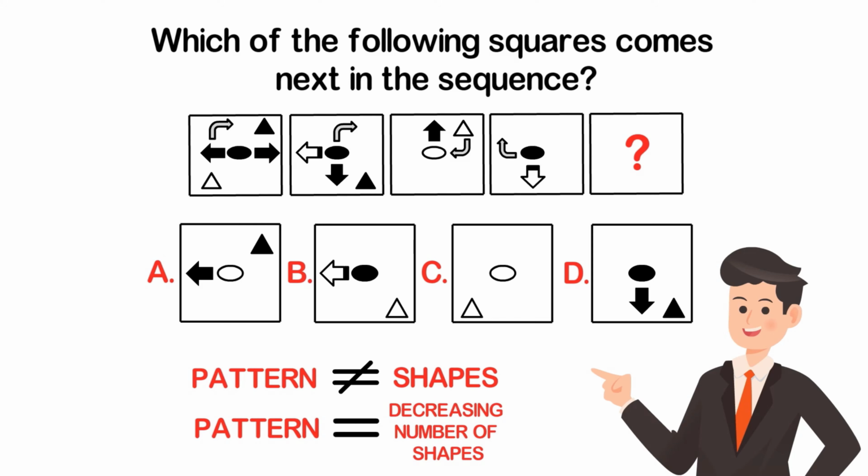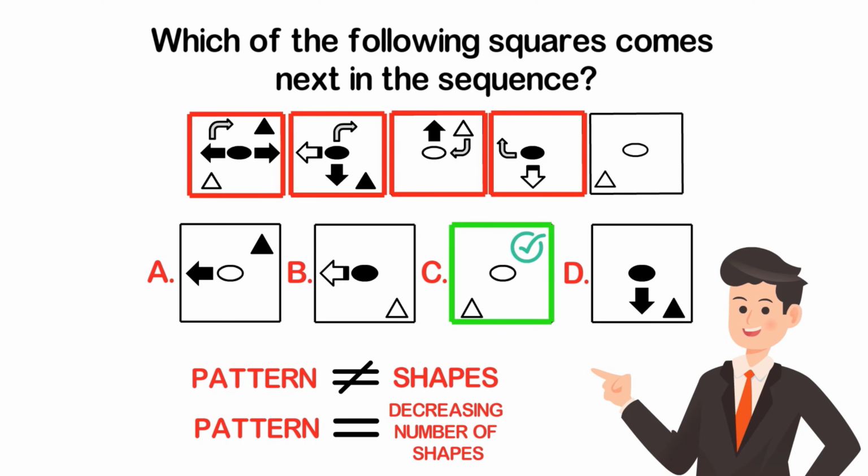If you look at figure 1, it has 6 shapes. Figure 2 has 5, then 4, then 3. So for figure 5, the number of inside shapes should be 2. So the correct answer here is choice C. Hopefully you've nailed this question and now know how to answer similar problems on the test.